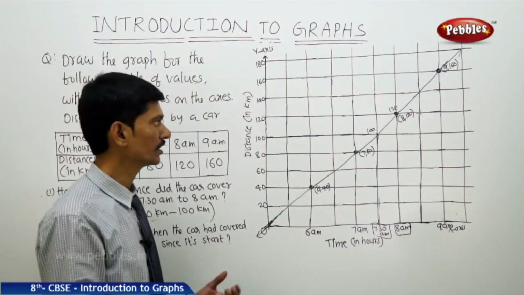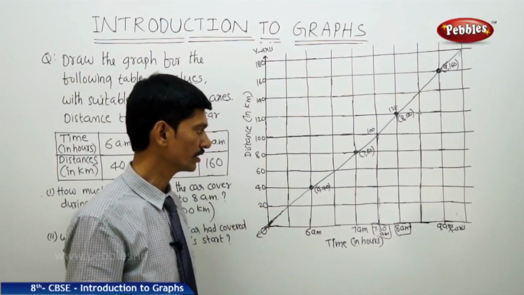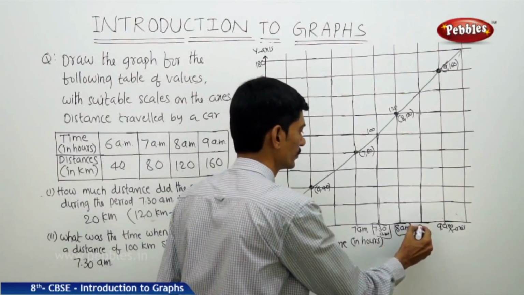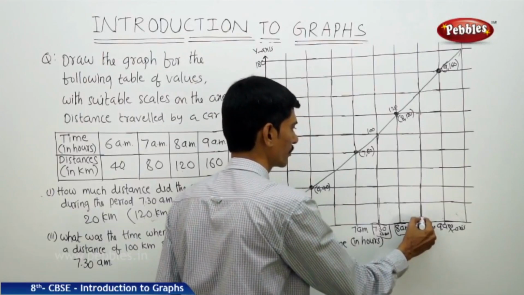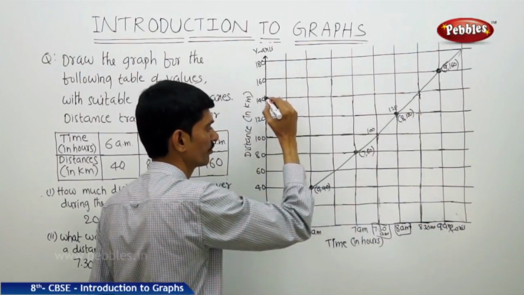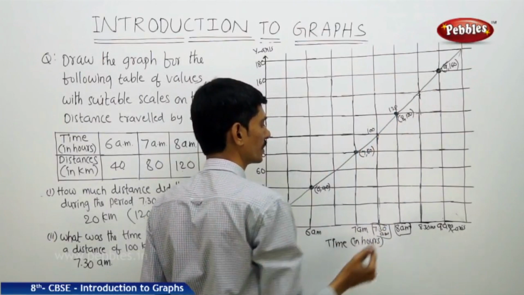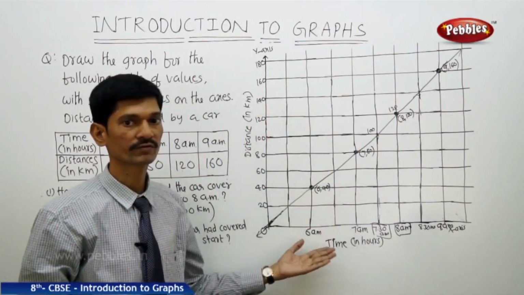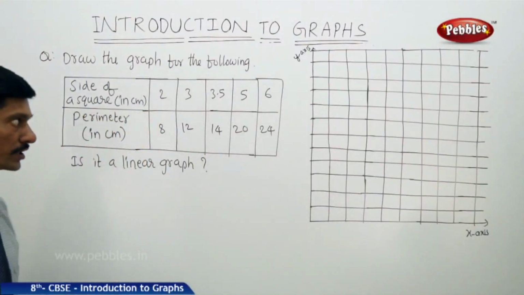So you can find the distance covered by the car at any two time periods. If you want to find the distance covered by the car at 8:30 a.m., so this is 8 a.m., this will be 8:30 a.m. Then what is the distance covered by the car? Now the distance covered by the car is 140 kilometers. So as you extend the graph infinitely, then you will get the distances covered by the car after 1 hour, or after 1.5 hours, after 2 hours. Let us solve the next question.